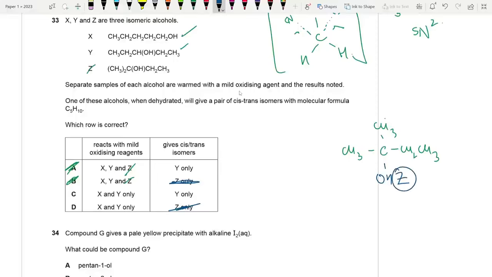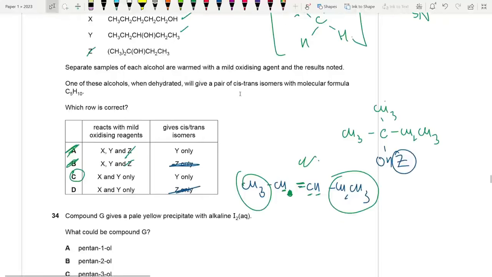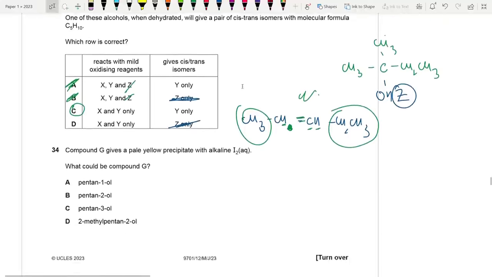But look at Y. CH3, CH2, CHOH, CH2, CH3. After dehydration, what happens to Y? Suppose it goes here. Now, look at this. This carbon has hydrogen attached and an ethyl group. This carbon has hydrogen attached and a methyl group. So yes, it does give a pair of cis-trans isomers. That's fine. So I'm going to go with X and Y can be oxidized, and Y only gives us cis-trans isomers. Alright, so 33 is C.